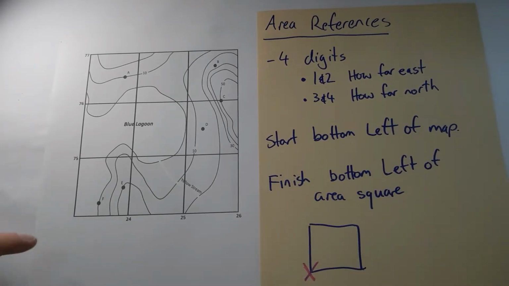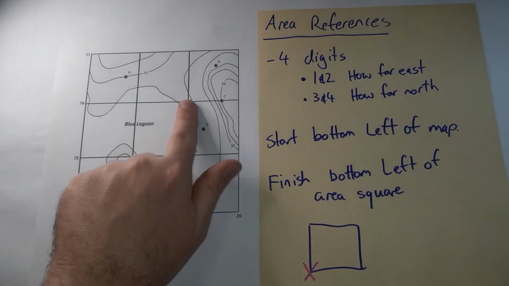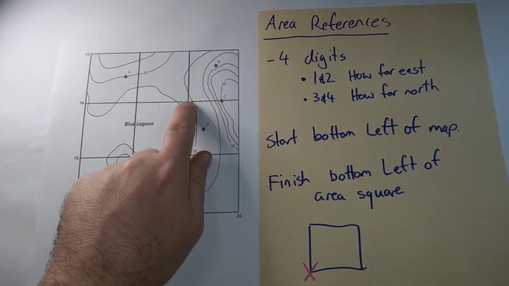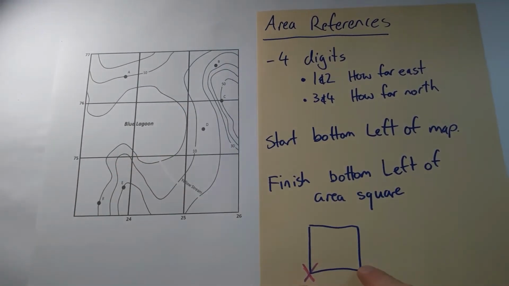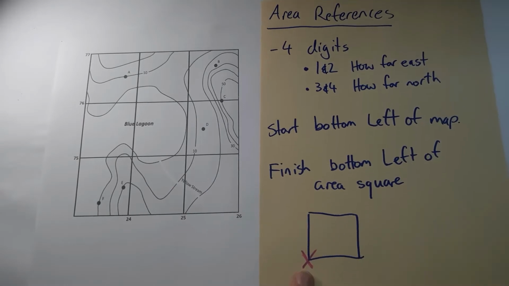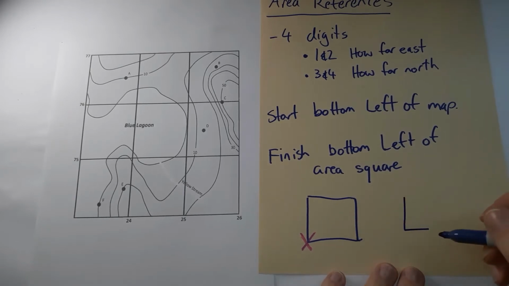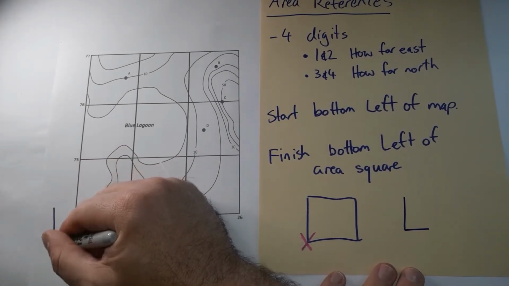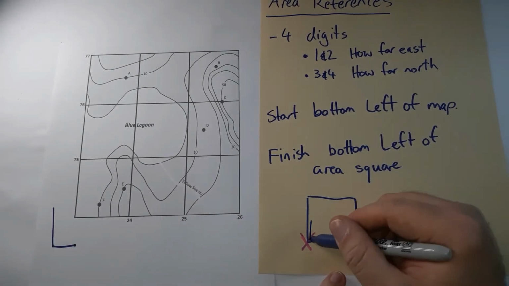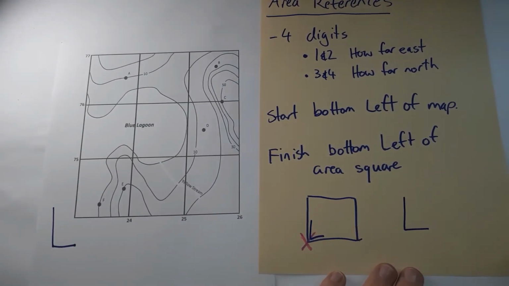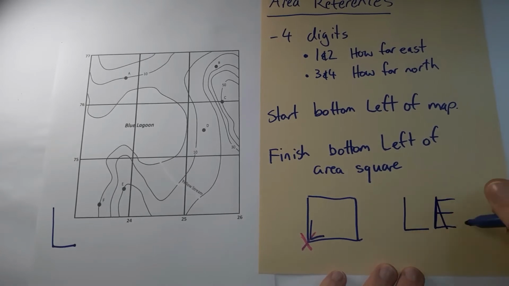So the general rule is we start at the bottom left corner of the map, we go east, collect two numbers, we go north, and we collect the other two numbers, and then we should end up on the bottom left hand corner of the area square that we want to refer to. So we start at the bottom left hand corner of the map, and we want to finish at the bottom left hand corner of the square that we want to refer to. We go east first, and then we go north second, L-E-N.